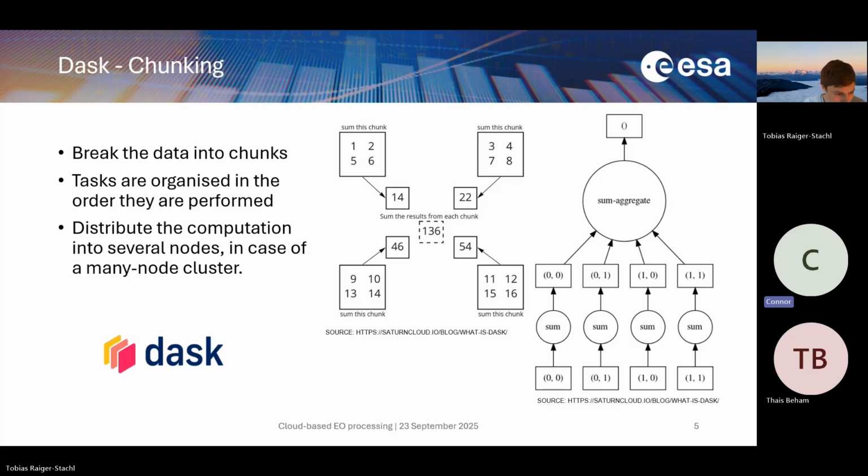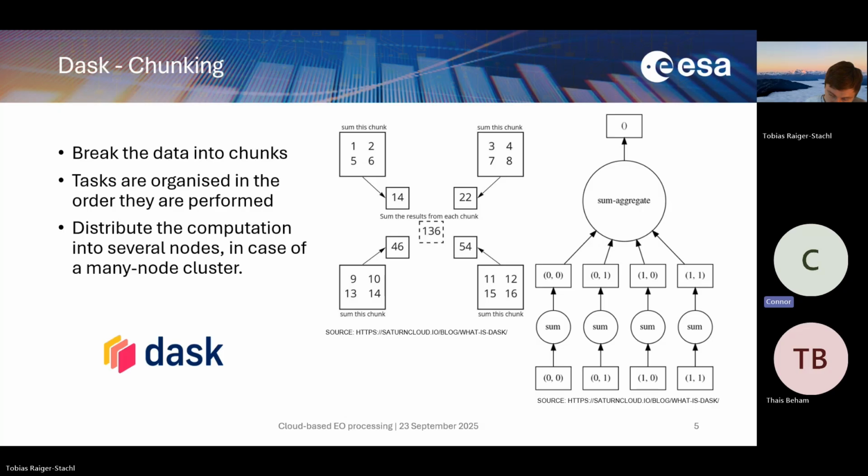For example, here we want to sum numbers from 1 to 16. Very simple example. So what Dask would do is group it to groups of 4 numbers and then computes the partial result first, and then later computes the aggregated sum to get it.